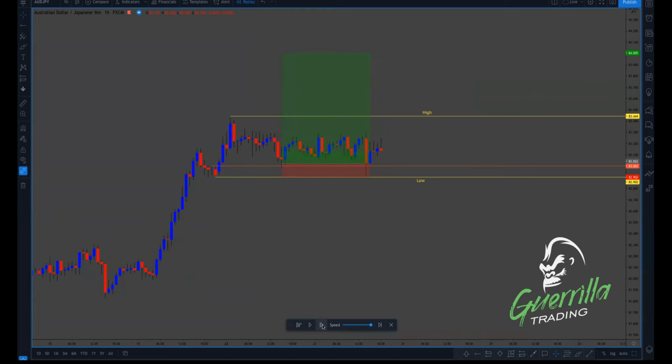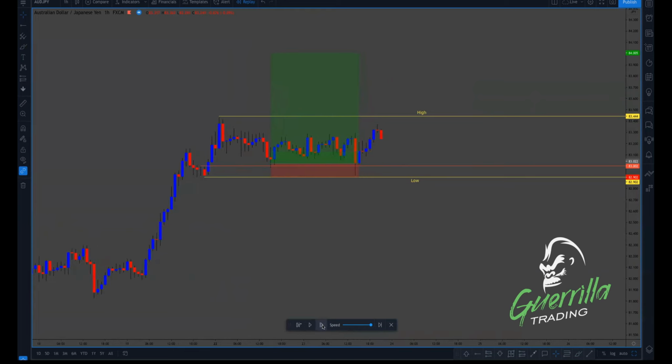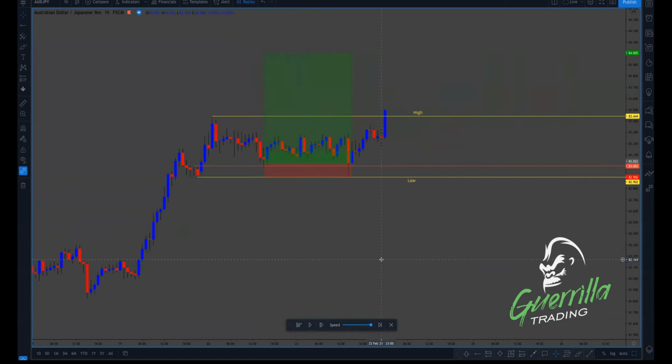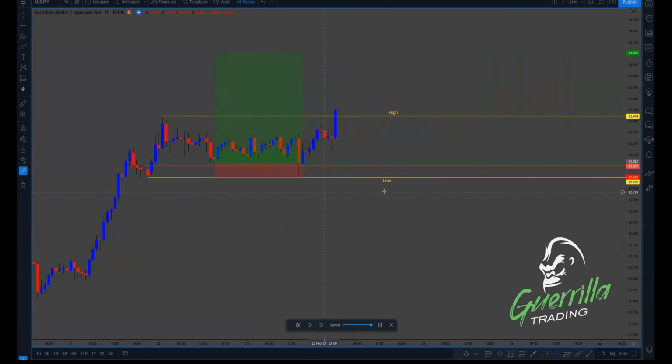And as you can see, the market then continues to break up. Okay, just one quick zoom there. So as you can see, now we are currently in this trade still. We can see that the market has now just broken the high. So by breaking the high, what do we want to do? Well, now we need to move our high up here.